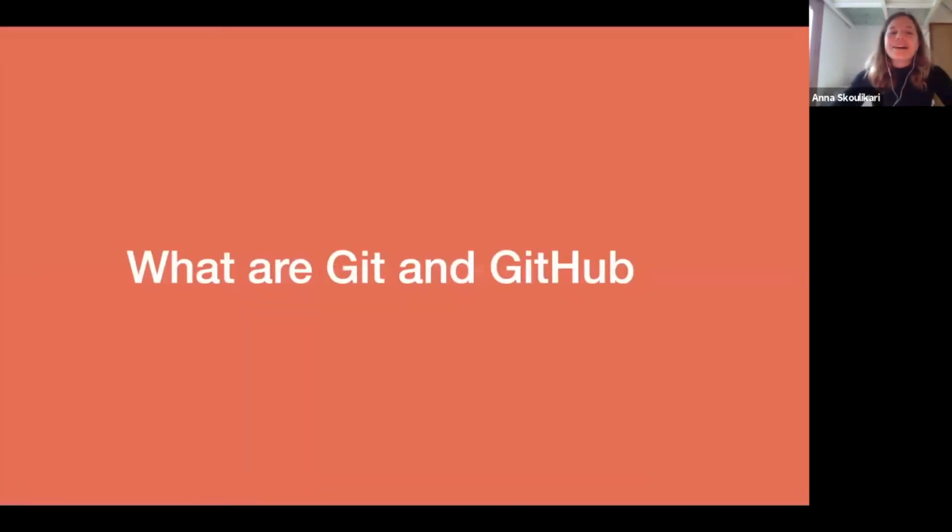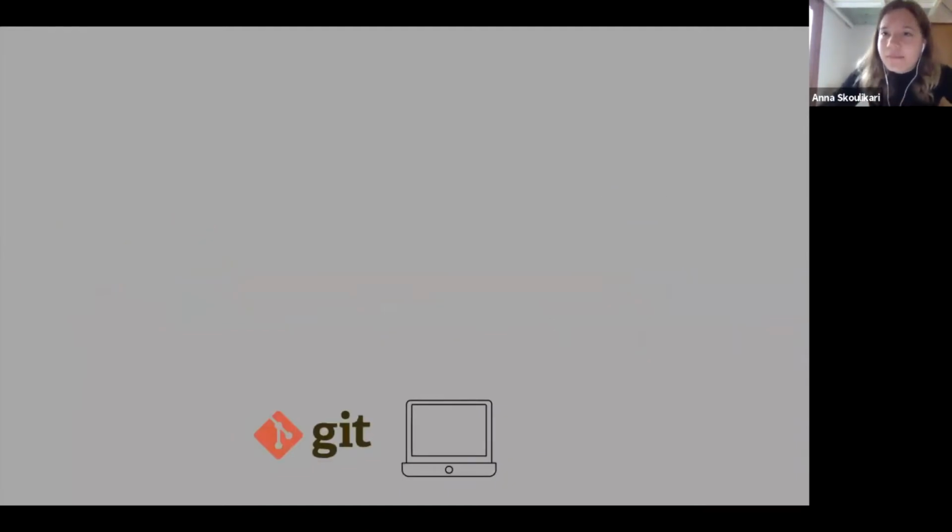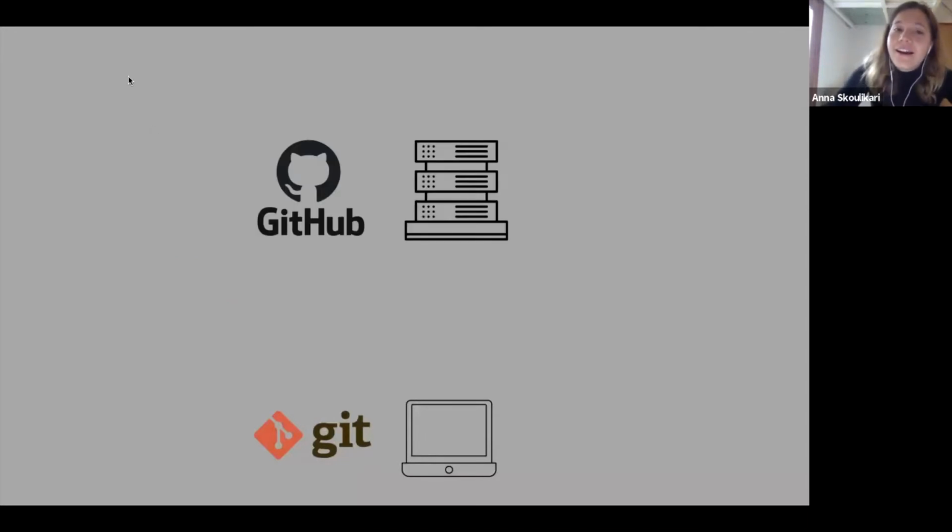So let's get started. What are Git and GitHub? I often see Git and GitHub being used interchangeably as terms, but they're actually two completely different things. Basically, Git is a program that you install onto your local machine, and it's a distributed version control system. In other words, it's a way to keep track of all the versions of your code and to collaborate with other people. On the other hand, GitHub is really a company that allows you to host your projects that use Git on a remote server somewhere, so in the cloud.